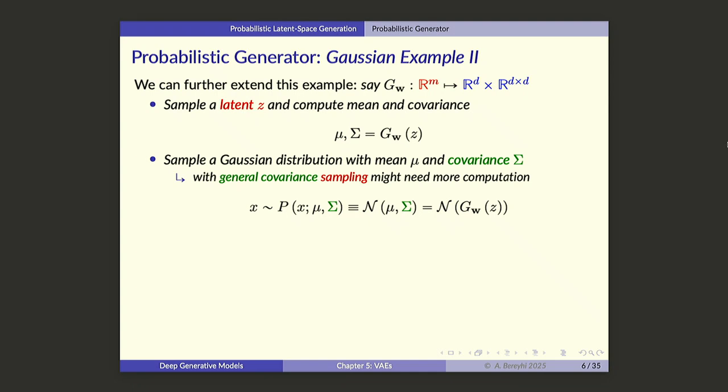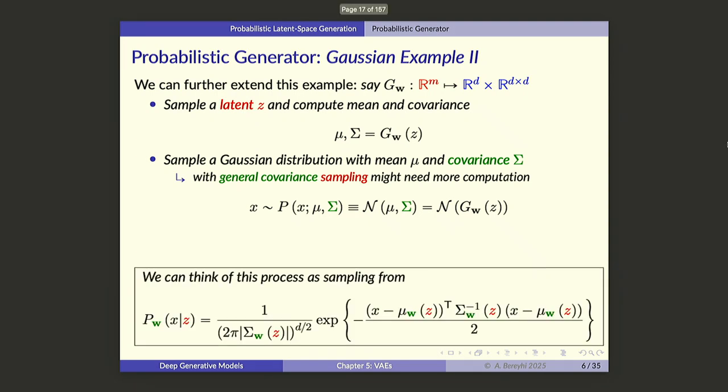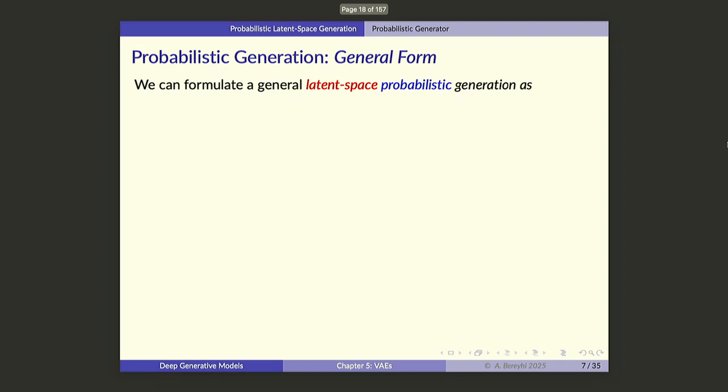OK. So again, from z to x, I have this conditional distribution. Once I have z, I have the mu value and the covariance, and I can put them inside the expression for the Gaussian distribution. This is going to be the distribution of x when z is known. As I change z, this distribution is going to change. So this is a conditional distribution, not a marginal, right? OK, cool.